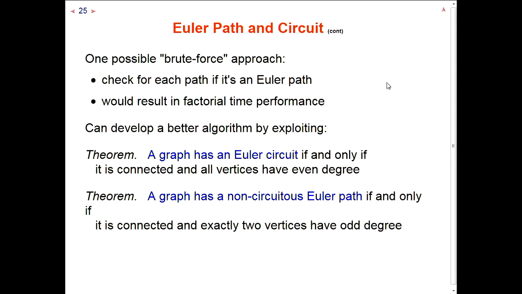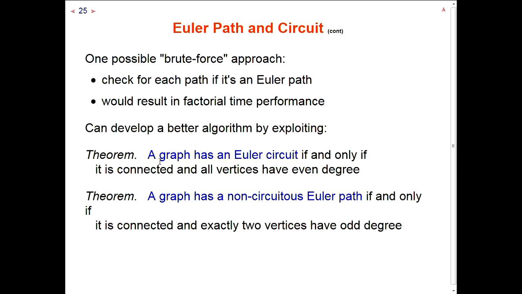Now, unlike Hamiltonian paths, there's actually a much simpler algorithm, because if you do it in this way, it would result in a factorial time performance just like the Hamiltonian path problem. But you can apply a simpler algorithm based on 2 theorems. First one says that a graph has an Euler circuit if and only if the graph is connected. That is, you don't have two disconnected components, in which case this would not be possible. And all vertices have even degree. That's a very simple criterion that you can check. Remember that degree is the number of edges incident to a vertex. That is, you just count the number of edges from and to a vertex, and it has to be even.